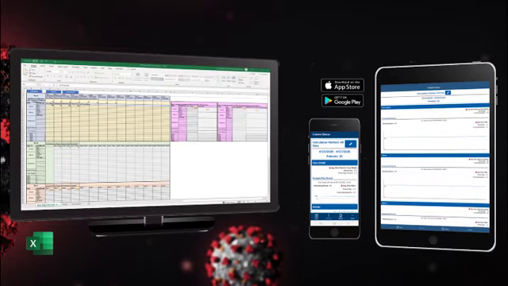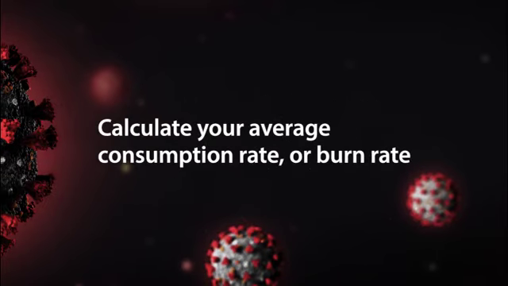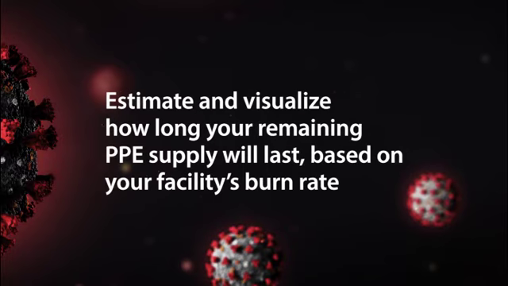This includes healthcare systems like hospitals and long-term care facilities, as well as quarantine stations, correctional facilities, fire departments, and more. With the Excel calculator, you can track the number of boxes of different types of PPE you have in stock each day, calculate your average consumption rate or burn rate of each type, and estimate and visualize how long your remaining PPE supply will last, based on your facility's burn rate.